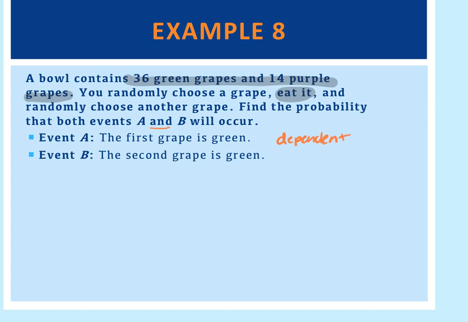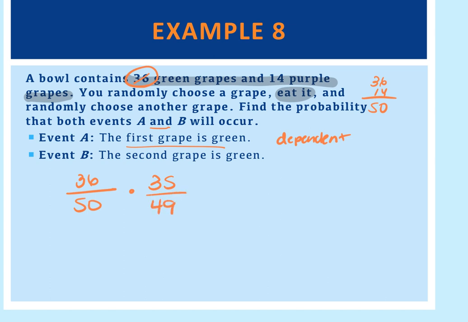So if the first round has 36 green grapes over the total number of grapes, 36 plus 14 is 50. And I would multiply that by, I assume I got that first grape to be green, which means the greens have reduced 1, making this 35. And there's one less grape, which means this is 49.